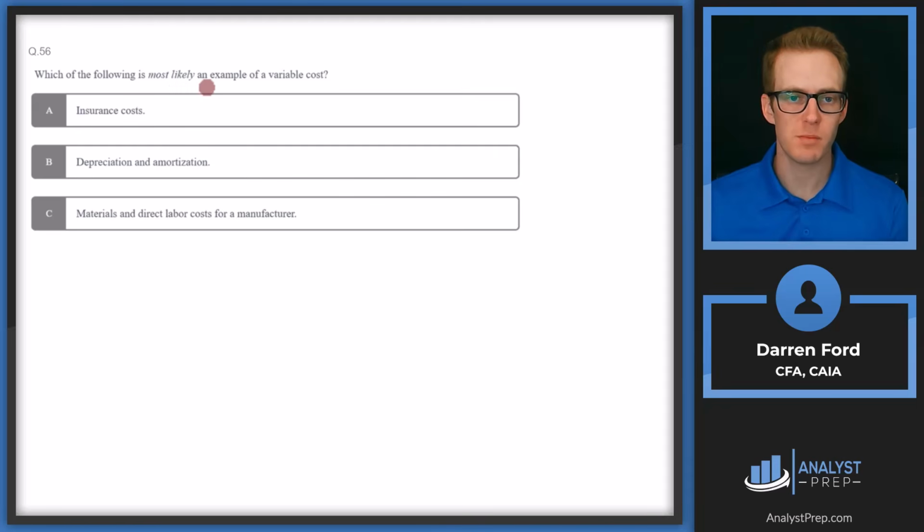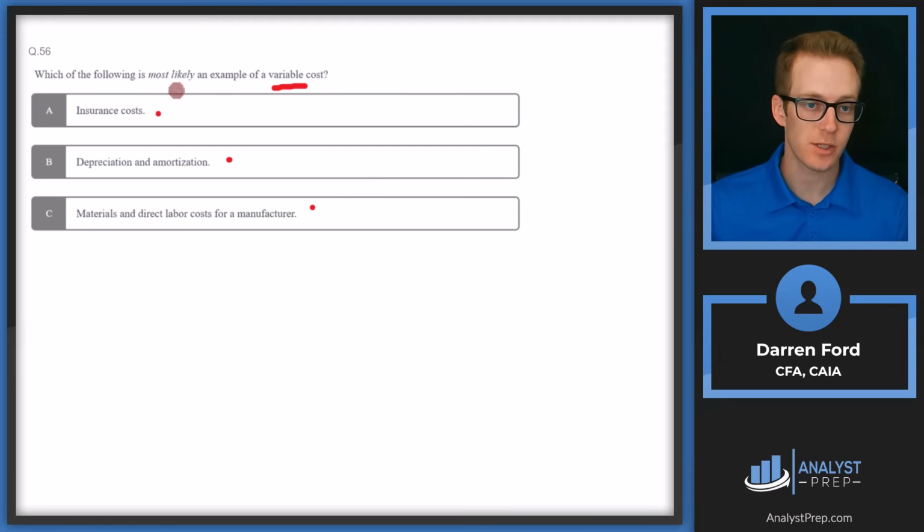Answer A. Which of the following is most likely an example of a variable cost? Was it going to be A, insurance costs, B, depreciation and amortization, or C, materials and direct labor costs for a manufacturer? I think you could make the case that all three of these are somewhat variable. As we have more revenue and more business coming in the door, our insurance is going to go up to some extent, and we may need to buy new equipment, which will then be depreciating more over time.